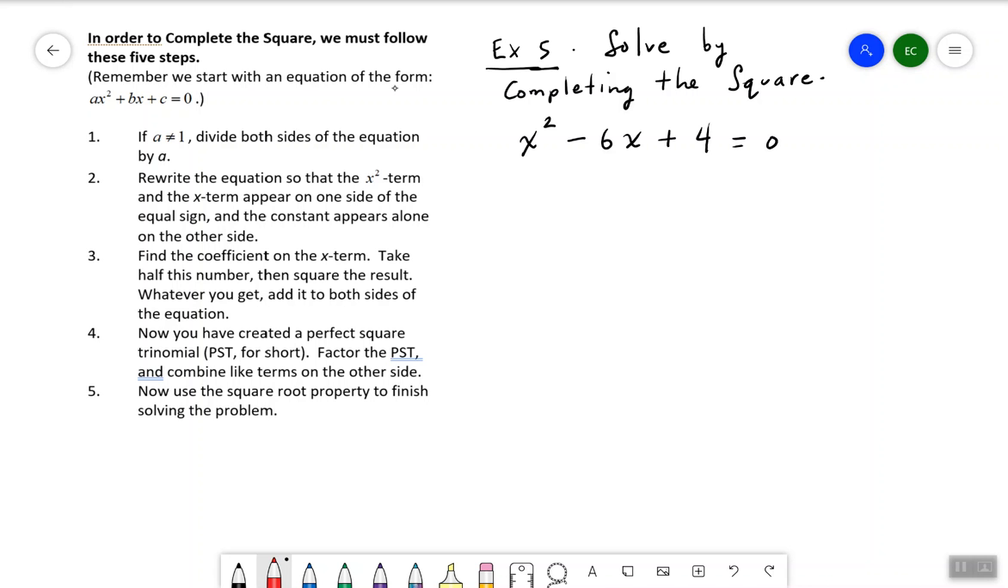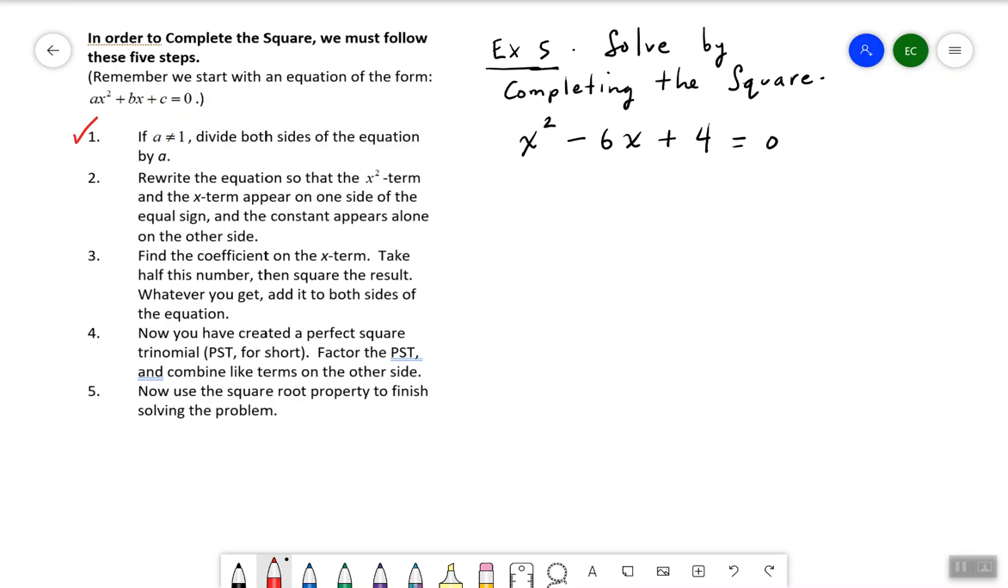So let's start with an equation of the form ax squared plus bx plus c equals 0, and we have that. The first step is to check the coefficient on x squared. That's called a in the general form. If a is not equal to 1, then we divide. But in our example, a is equal to 1, so that makes life a little bit easier. And so we can say that step 1 is already taken care of.